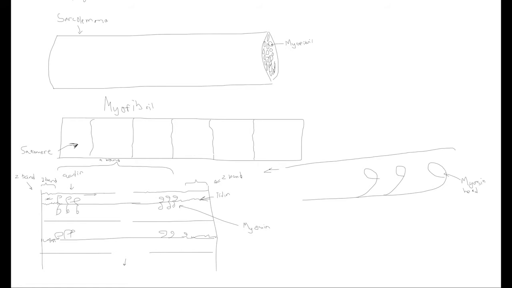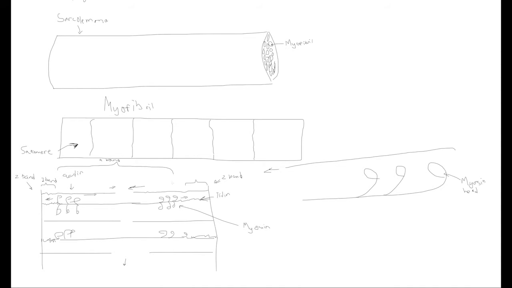So this myosin head is going to go this way. This myosin area is going to go this way. This myosin area is going to go this way. And what's going to happen to the actin is the actin is going to move towards itself.